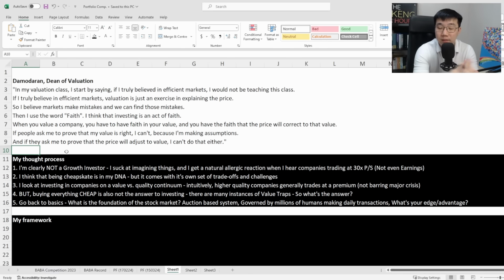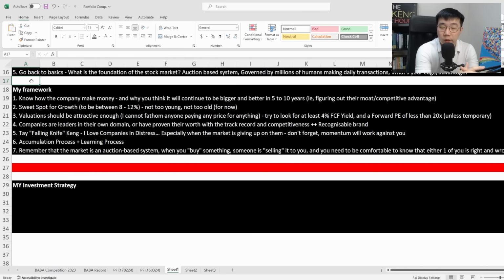So I guess this is the $1 million question. What's the answer? Do you buy quality at any price or do you buy cheap for no quality? I'm going back to the basics and the foundation of the stock market. It's an auction-based system. It's governed by millions of humans making daily transactions. And I think intuitively, human beings are emotional in nature. That's why you have this huge price volatility in the markets, specifically the public markets. And the most important question you have to ask yourself, what's your edge or what's your advantage in this entire game? So I think my framework is rather simple.